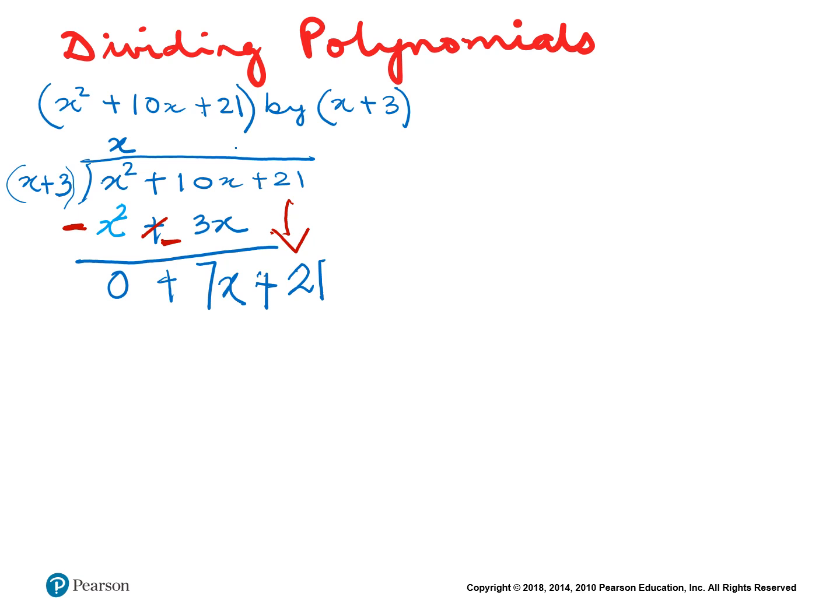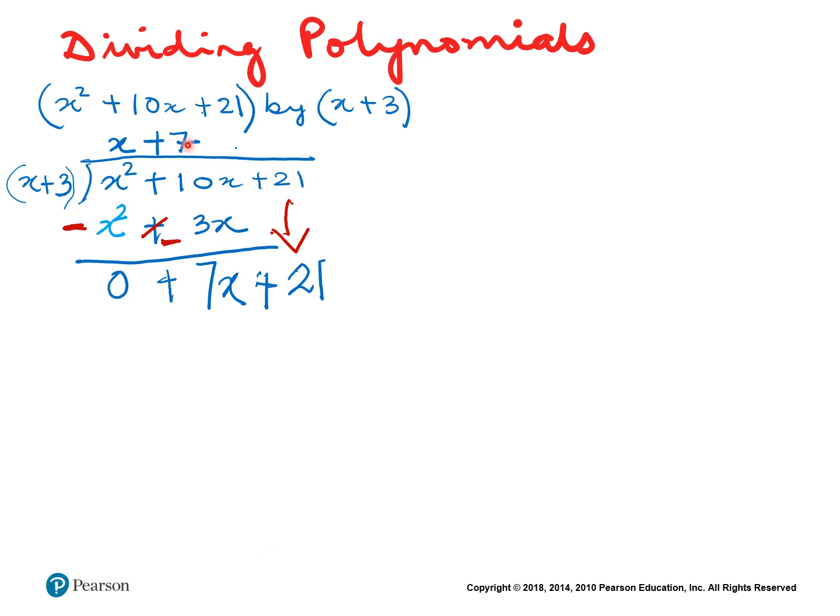We have to think of what we should multiply the x with in the divisor to get a 7x. All right, because our goal is to get rid of this 7x. So think of what you should multiply x with to get 7x. That would be positive 7, right? So positive 7 times x is plus 7x. So I'm going to write here in the quotient area plus 7. So x plus, we now just have 7.